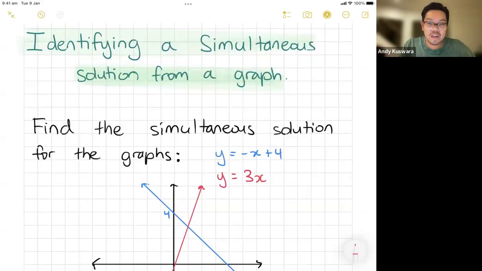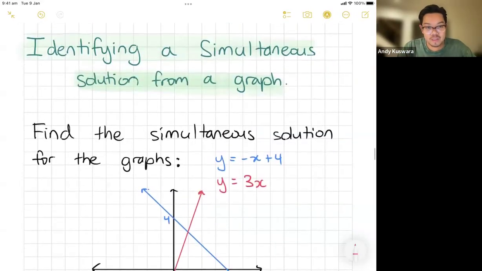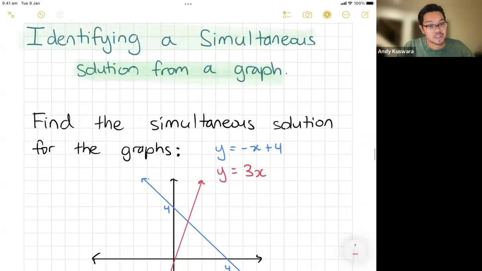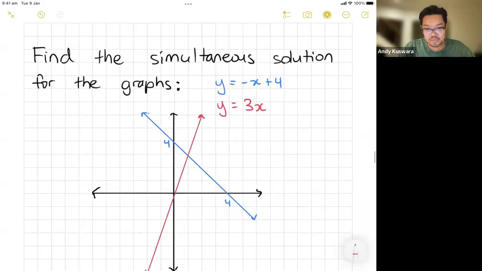The other way that you will identify a solution is by looking at a graph. Now, we said from earlier on that the way that you know it's a solution is when you find the point of intersection. Okay, so for this one here, this is probably the easiest out of the questions. Find the simultaneous solution for the graphs y equals minus x plus 4 and y equals 3x.